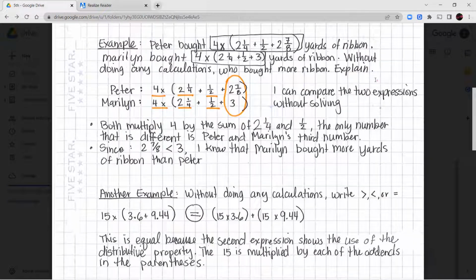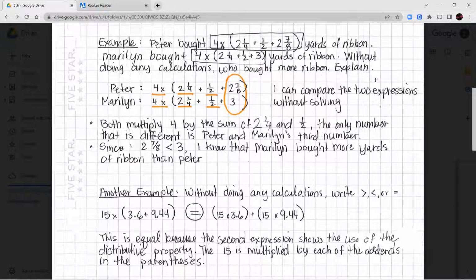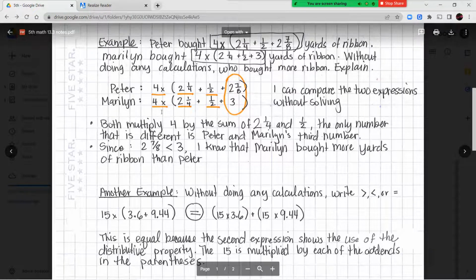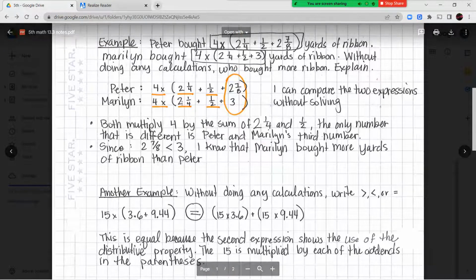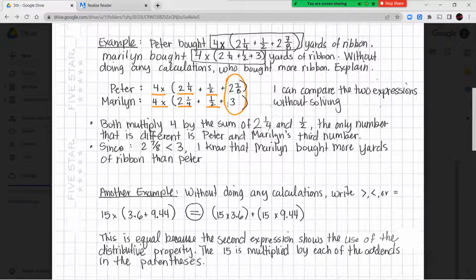All right, next, Peter bought 4 times (2 1/4 plus 1/2 plus 2 7/8) yards of ribbon. Marilyn bought 4 times the sum of 2 1/4 plus 1/2 plus 3 yards of ribbon. Without doing any calculations, who bought more ribbon? Explain. So here I lined up the calculations. 4 times the sum of 2 1/4 plus 1/2 plus 2 7/8, and then 4 times the sum of 2 1/4 plus 1/2 plus 3.